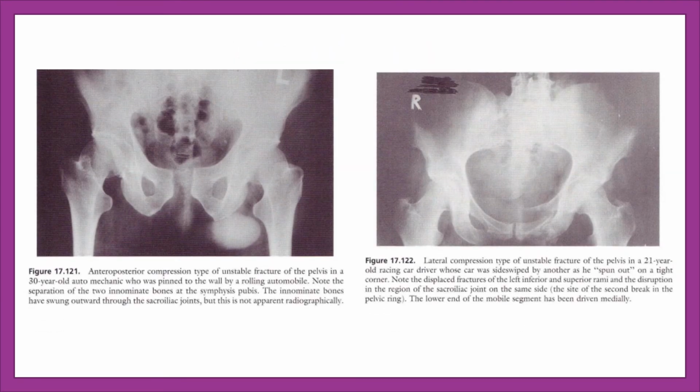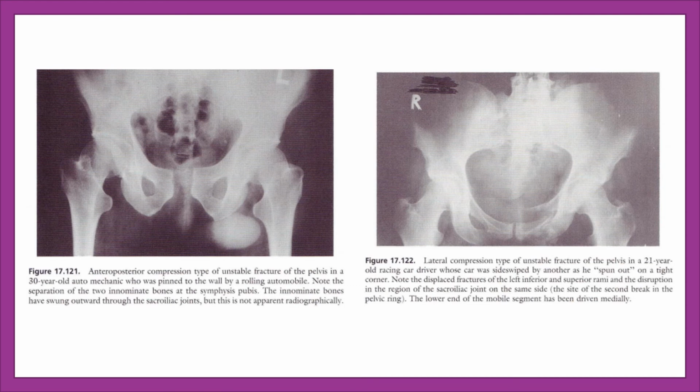Figure 17.121: anteroposterior compression type of unstable fracture of the pelvis in a 30-year-old auto mechanic who was pinned to the wall by a rolling automobile. Note the separation of the two innominate bones at the symphysis pubis. The innominate bones have swung outward through the sacroiliac joints, but this is not apparent radiographically.